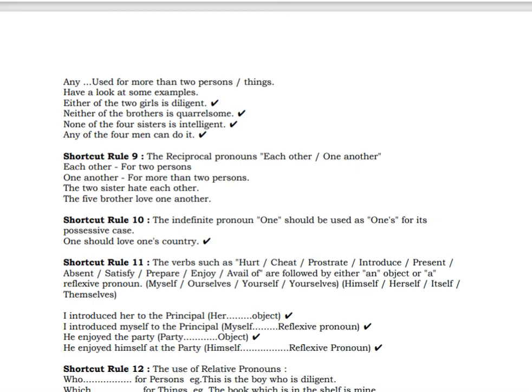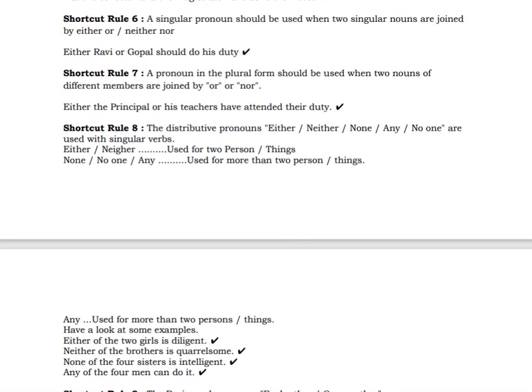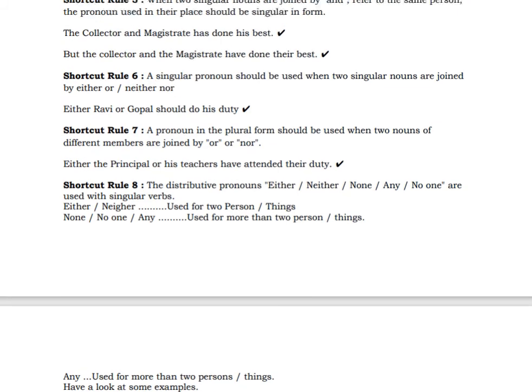Each other for two persons. One another for more than two. Then one, ones. Okay. Let's go to some more. Here distributive pronoun, whenever you are using, then you have to use singular form of the verbs. Like here either, neither, when you are using, what form of the verb should be there? Singular form of the verb should be used.